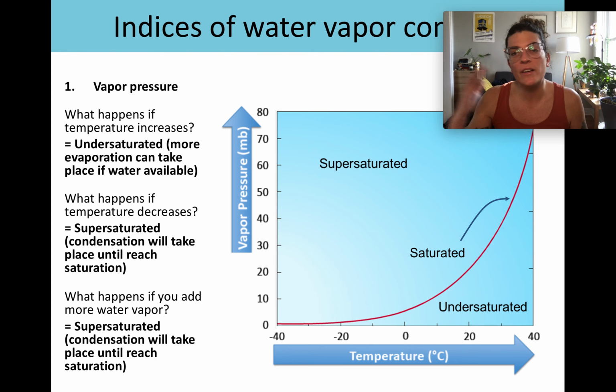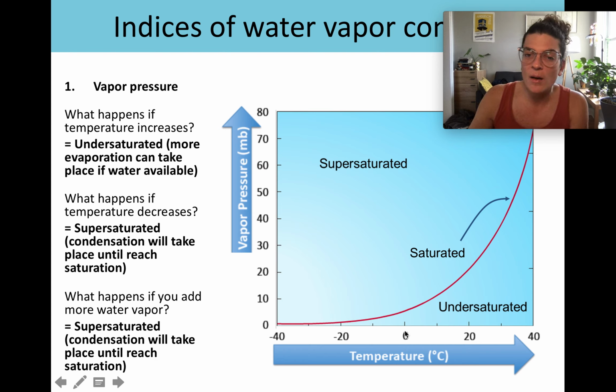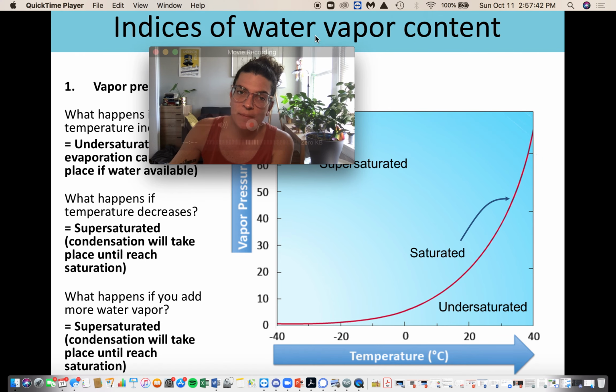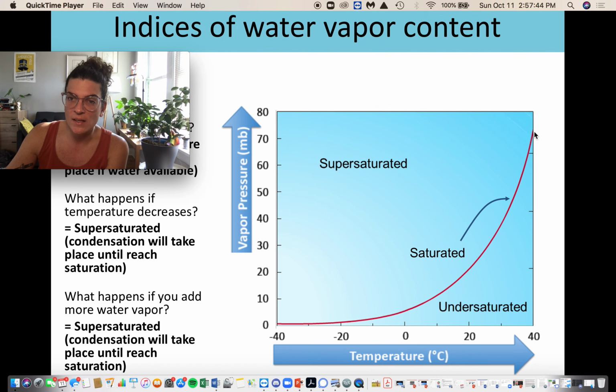Now we know that as the air gets warmer, it can hold significantly more water vapor. And the relationship is actually modeled by this red line and a set of equations called the Clausius-Clapeyron equations. It's exponential, right? So at 40 degrees Celsius, right? So here, 40 degrees Celsius, the saturation vapor pressure is about 70 millibars.